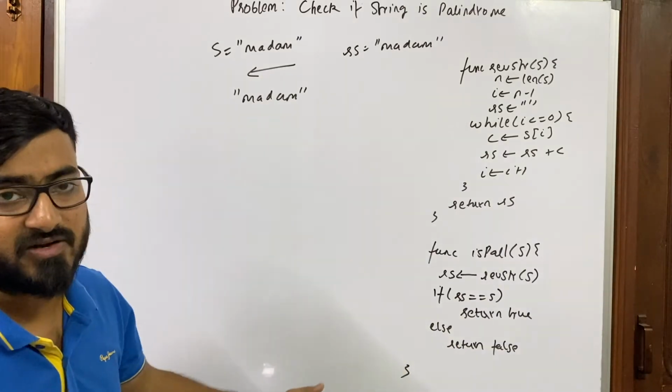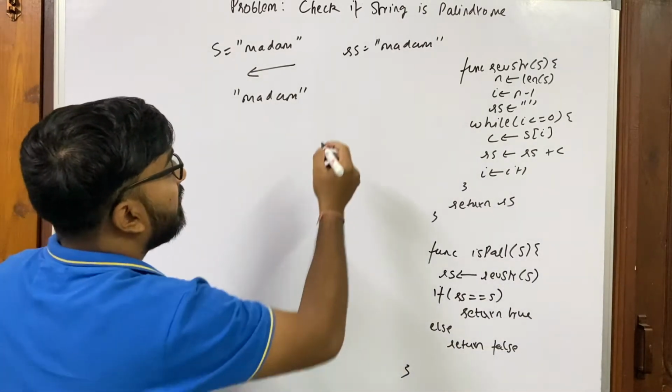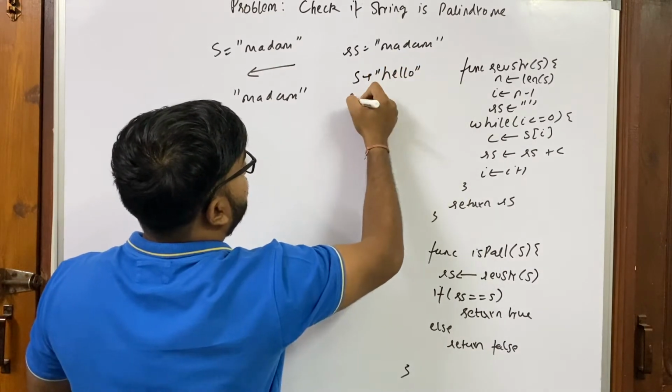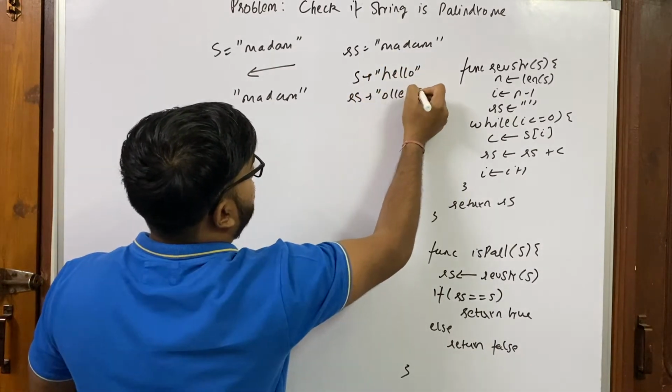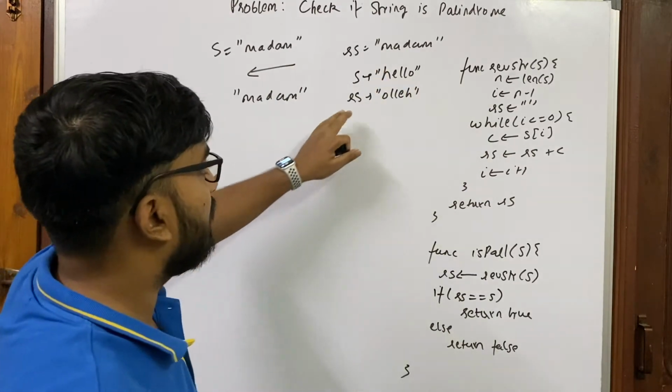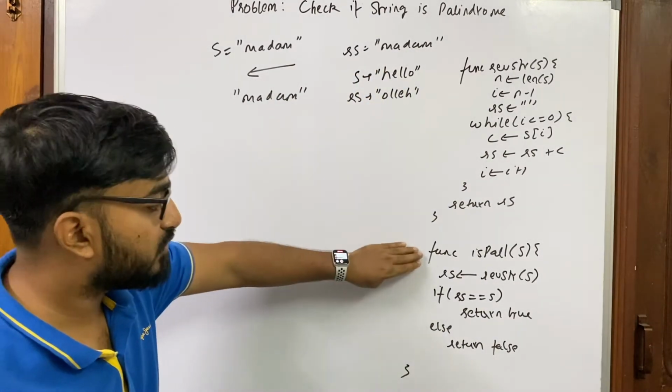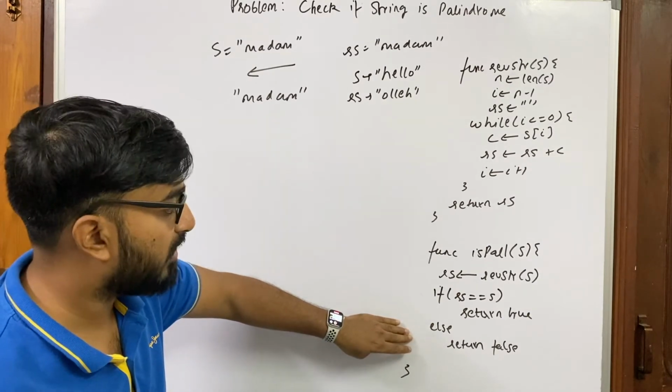So this is a pretty straightforward method. Taking a non-palindrome example, if S is equal to hello, the reverse of this string is going to be this. These two strings are not equal, so S is not a palindrome. Okay, simple check. So this was the first method to check if S was a palindrome or not.